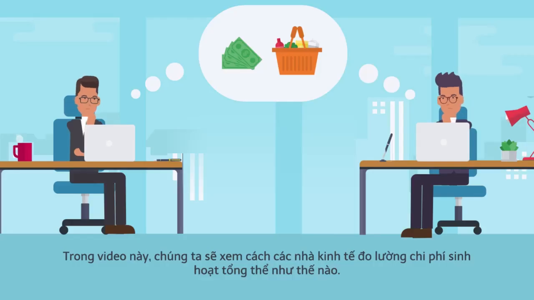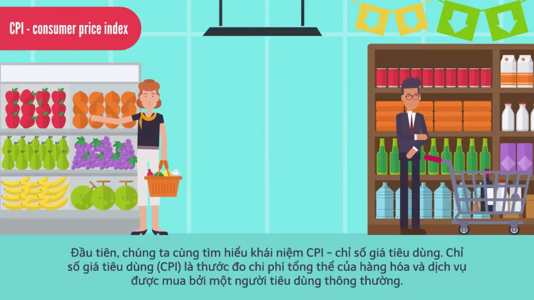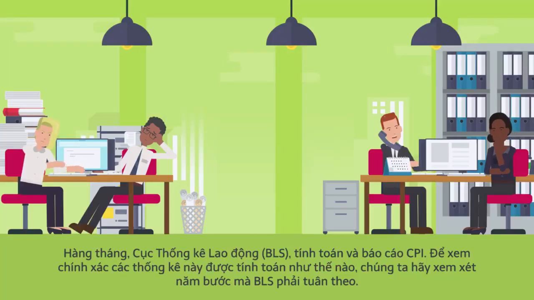In this video, we will examine how economists measure the overall cost of living. First, let us go through the concept of CPI, Consumer Price Index. The Consumer Price Index is a measure of the overall cost of the goods and services bought by a typical consumer. Every month, the Bureau of Labor Statistics, BLS, computes and reports the CPI. To see exactly how these statistics are calculated, let us consider the 5 steps that the BLS follows.